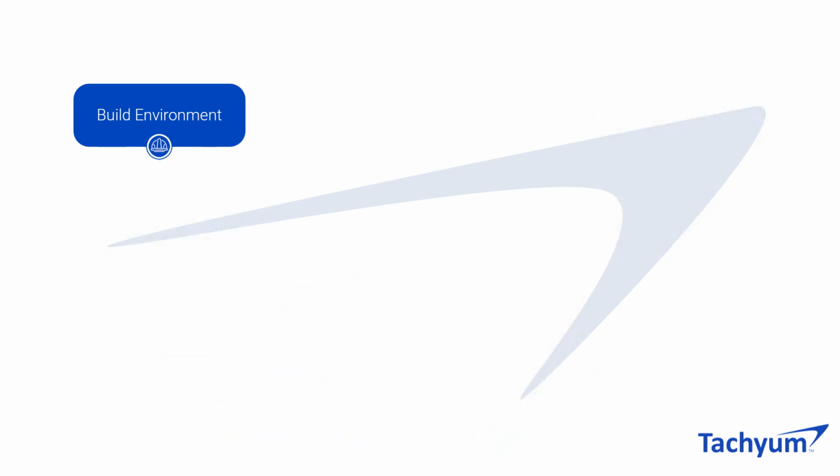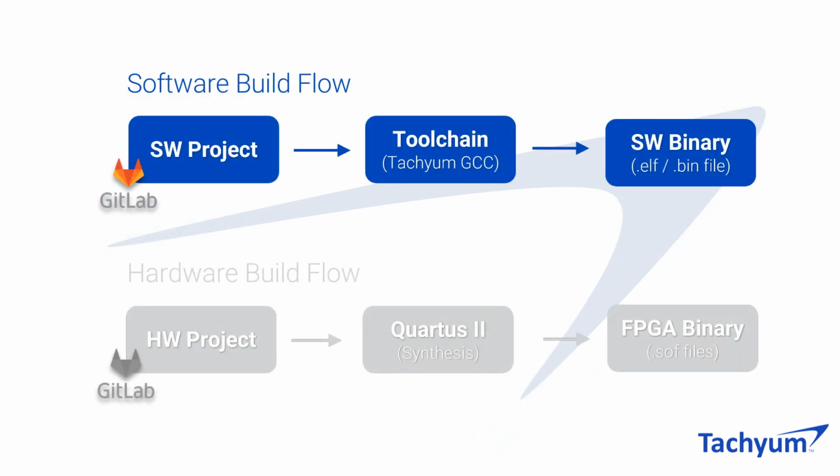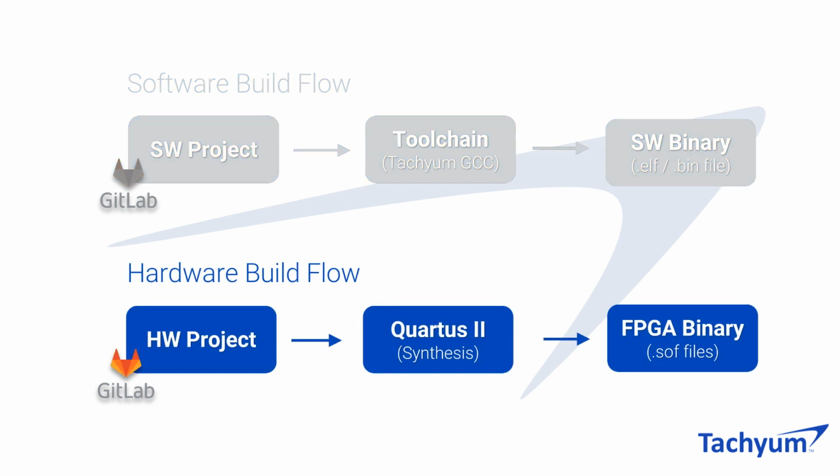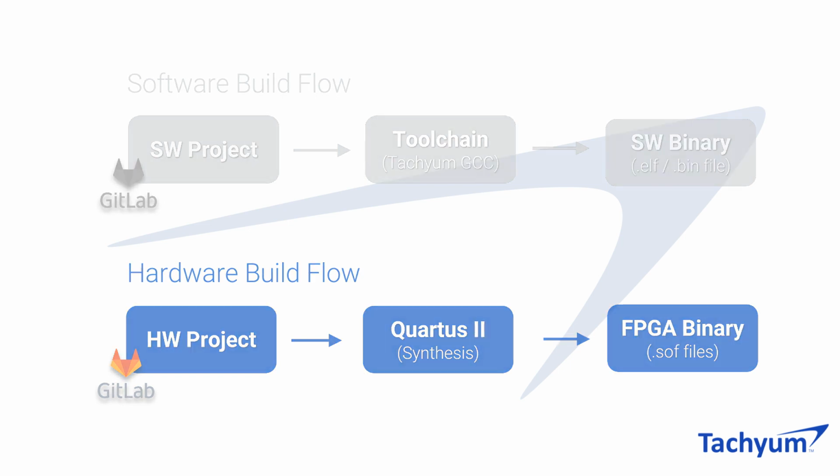The build environment has two separate build flows. The software build flow covers the compilation of the Tachyum architecture test code or application. The created binary file is executable on the Prodigy hardware emulation system and ultimately on the Prodigy processor. The hardware build flow covers a synthesis of System Verilog code which describes the Prodigy CPU architecture. The binary file is loaded into FPGAs which run the Prodigy design.